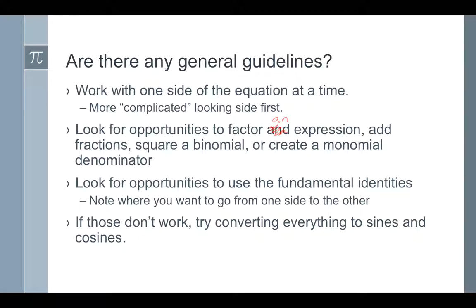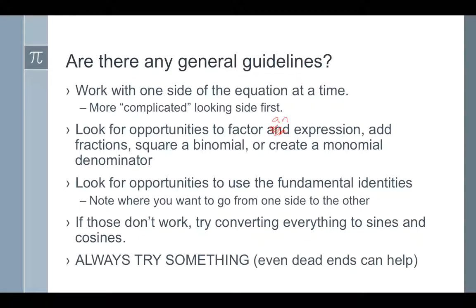Lastly, this last one is super important for every single one of you. You need to try something. You are not allowed to just go, hey, mister, how do you solve this one? I'm going to come over to your paper and say, well, what have you done? You can't tell me nothing, because you have to try something. You have to use some sort of identity and simplify something. And as the book likes to say, and as I like to say, even dead ends can help. If you reached a dead end, you realized, oh, I should have done this at a different time.